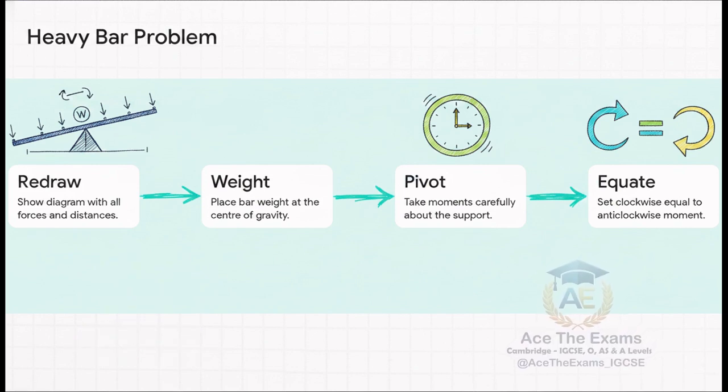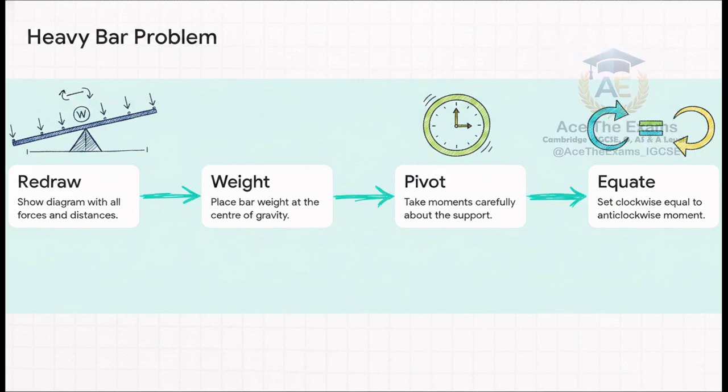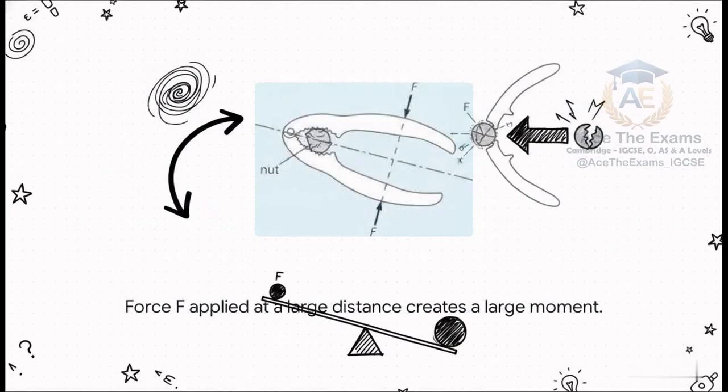Place the bar's entire weight acting straight down from its midpoint, its center of gravity. Step 3. Carefully take moments about the pivot. And step 4, apply the principle of moments. Because the bar is in equilibrium, you equate the total clockwise moment to the total anti-clockwise moment. This is your blueprint. Let's look at how this blueprint applies to a real lever system, a nutcracker.